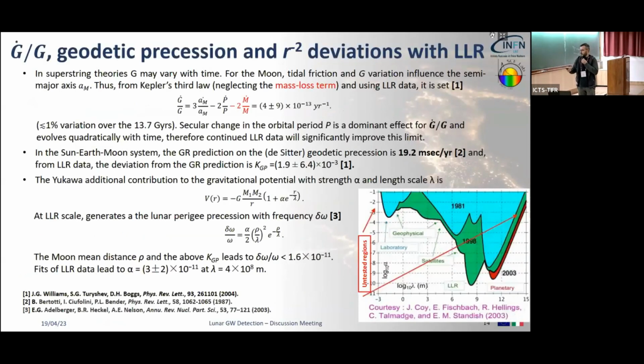So we'll go faster here. You can get similar constraints also for these other quantities, variation of the gravitational constant, also geodesic precession. You can also introduce limits for the strength of Yukawa-like potentials.